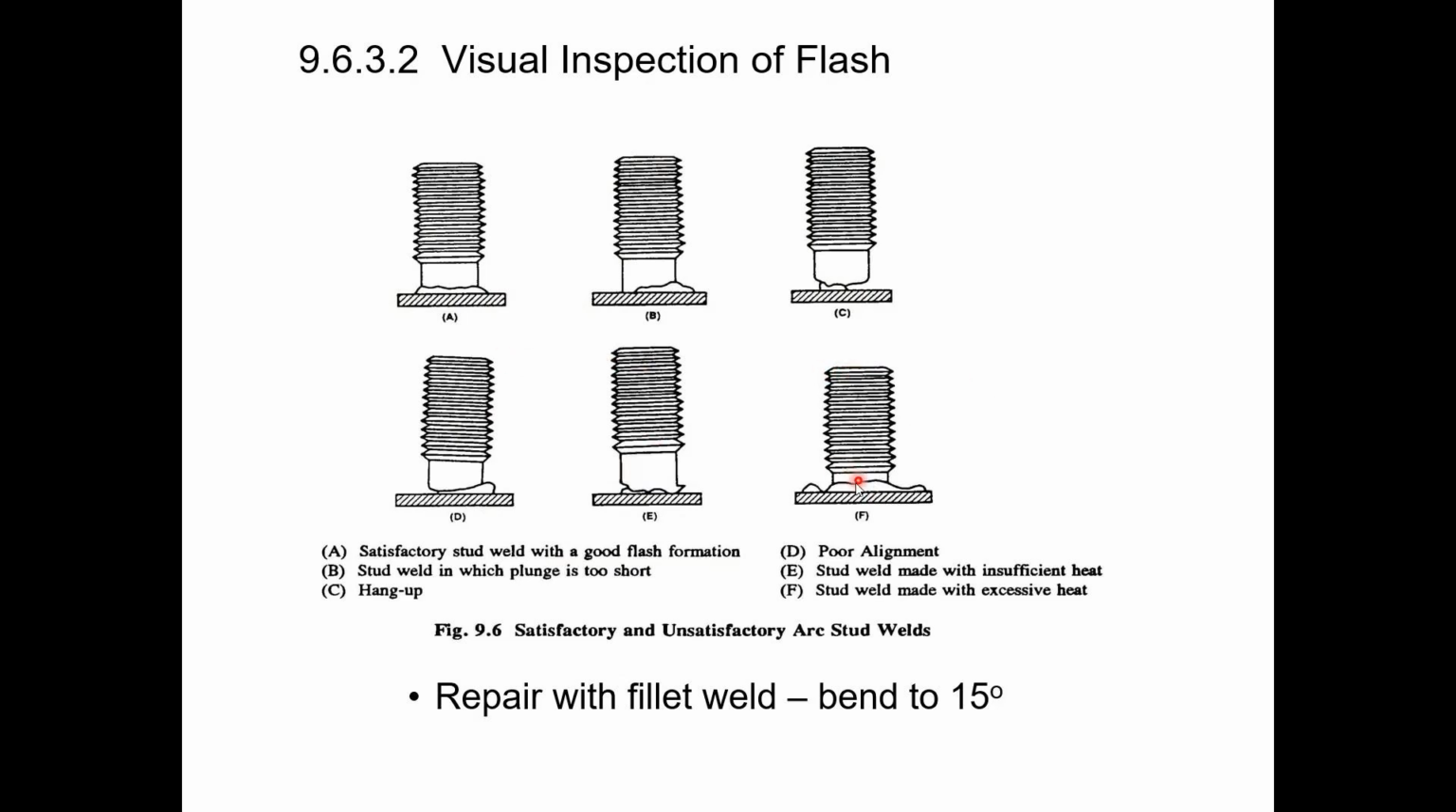There's barely any of that smooth shank left, and the flash is so much wider than the rest just because there was so much molten steel. If you see any of these, B through F, you want to repair it by simply going in and welding it as if it were a piece of steel. So just repair it with a fillet weld all the way around with an electrode, and then bend it and check it, make sure it doesn't break, and then if the weld holds, then it's good.